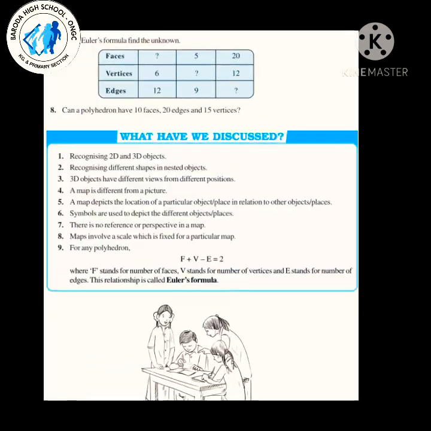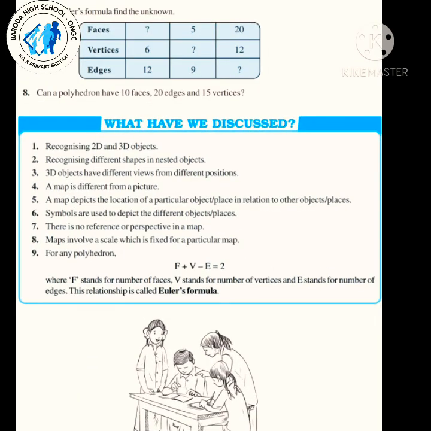Question number 7 says, using Euler's formula, find the unknown. Now here we have three quantities: faces, vertices and edges. Out of three, two will be given and one will need to be found out, as we have a constant 2 along with us. So in the first sum, faces need to be found out, vertices and edges are given.